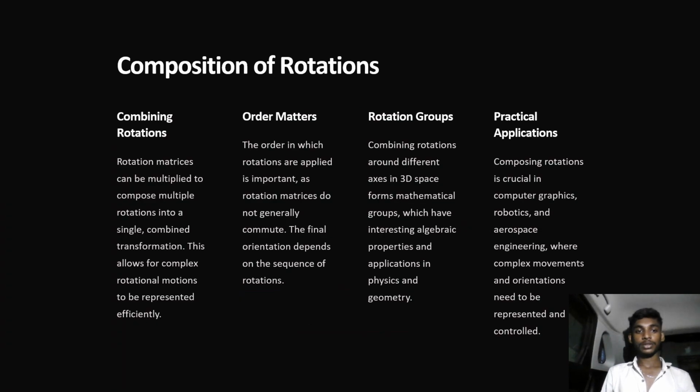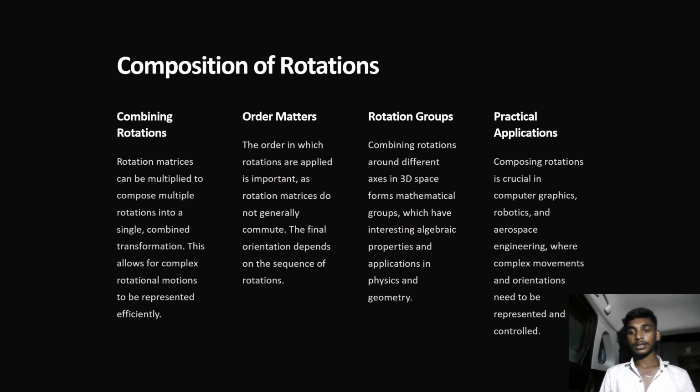Composition of rotations. Rotation matrices can be multiplied to compose multiple rotations into a single combined transformation. Order matters: the order in which rotations are applied is important, as rotation matrices do not commute. Rotation groups: combining rotations around different axes in 3D space forms mathematical groups, which have interesting algebraic properties and applications in physics and geometry.